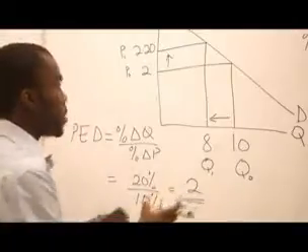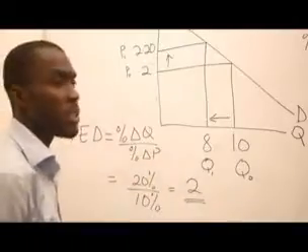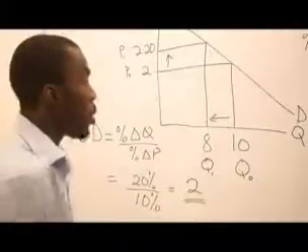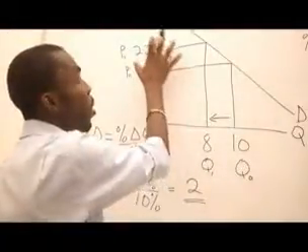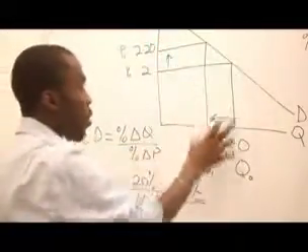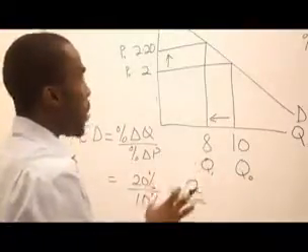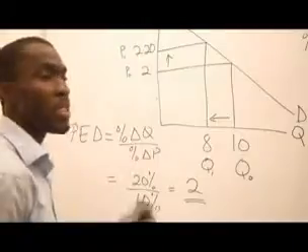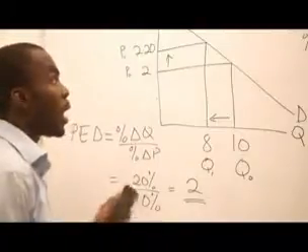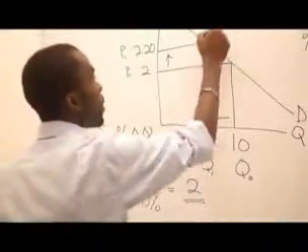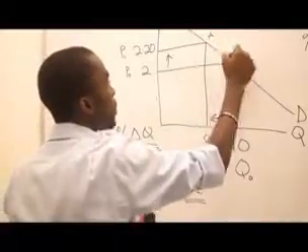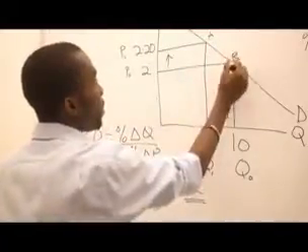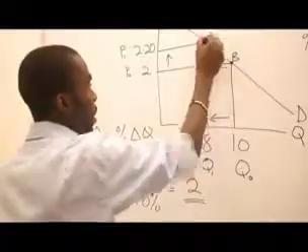In other words, you can also say that a percentage increase in price will lead to a 2% decrease in quantity. So now we can actually determine the exact change or the exact impact of the price increase on quantity demanded. What we've done here is to use a point formula to calculate our elasticity, so that here we are moving from point B to point A.